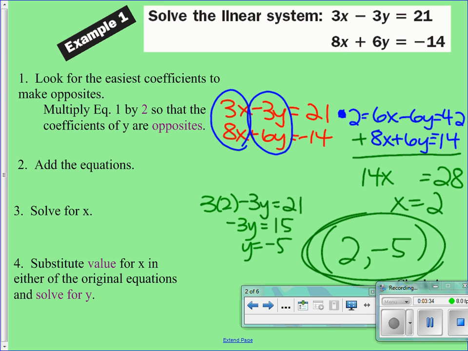Please, please, please take a second to check to make sure that this actually works in both of the original equations. If you take 3 times 2, 6, minus 3 times negative 5 is actually going to be plus 15, and that does work for 21. 8 times 2 would be 16, plus 6 times negative 5 would be minus 30, and 16 minus 30, yeah, that equals negative 14. Double check that this ordered pair actually is your solution.